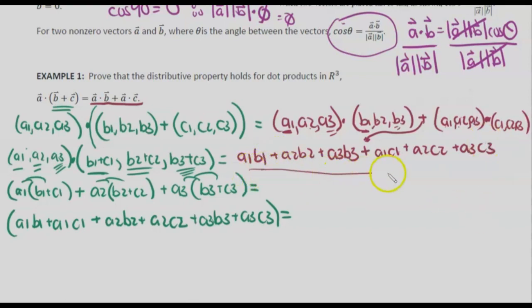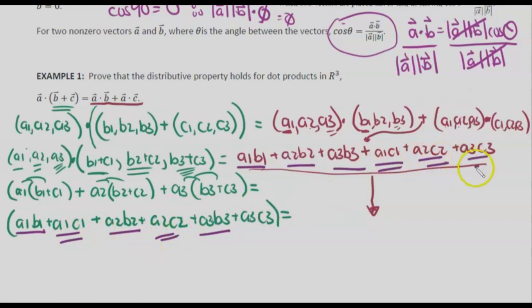And if we bring this entire thing down, this was just less steps. If we compare them, we can determine that we have A1 B1 in both. A2 B2 is here, A3 B3 is here. A1 C1 is here, A2 C2 is here, and then A3 C3 is here. These are indeed equivalent. So the distributive property holds for dot products in R cubed.